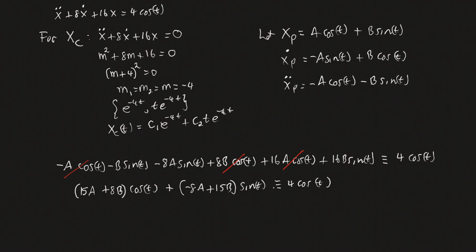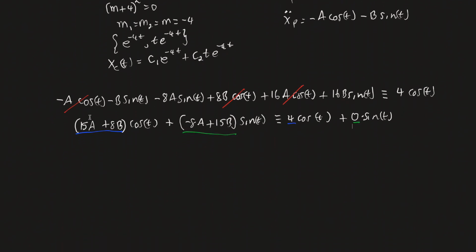Now, since we want both these sides to be equivalent, the coefficient of cosine on the left has to be equal to the coefficient of cosine on the right, and similarly, the coefficient of sine has to be equal to the coefficient of sine on the right. Well, we don't have a sine term here. That implies that the coefficient is 0, right? So here's our system. We're going to set that coefficient equal to 4, and then we're going to set that coefficient equal to 0, and let's see what we end up getting.